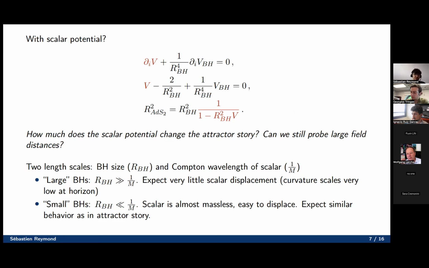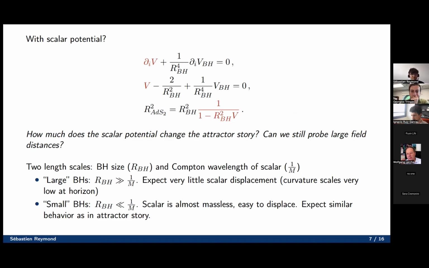Now, the opposite regime is what we call small black holes, where now the scalar is essentially almost massless. So it's very easy to displace, and you expect a similar behavior as in the attractor story. Now, I should say, if you think of m, the mass of the scalar, as a UV scale, say above TeV scale, then every black hole in our universe that we know of so far is a large black hole. They're much larger than inverse TeV.